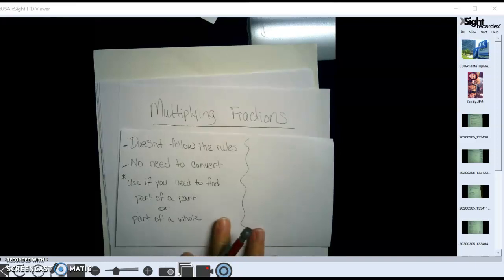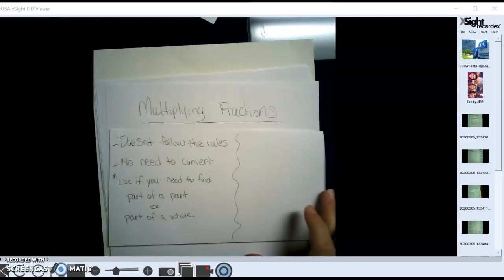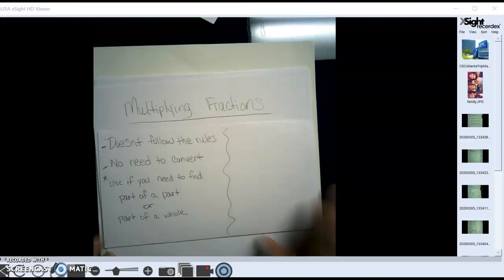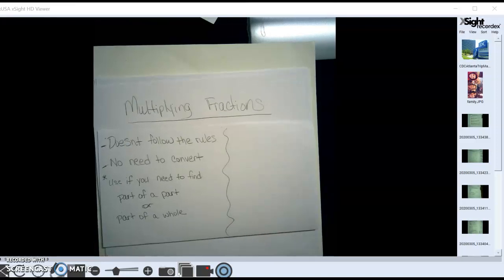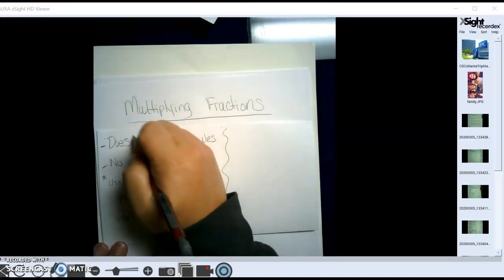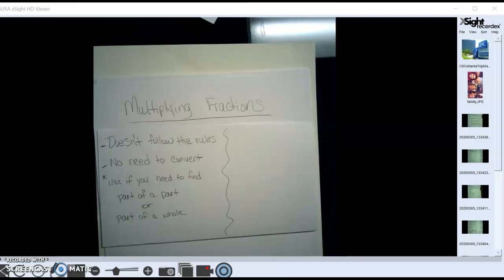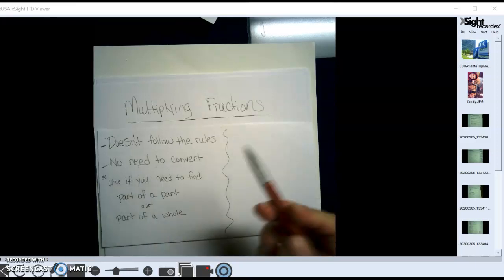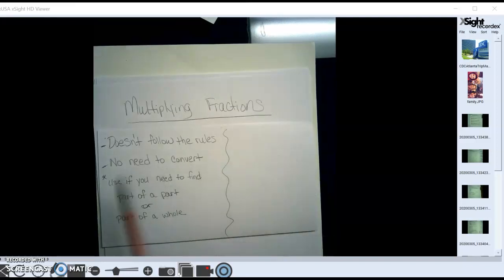Guys, so this is the second concept in fractions that we're going to review. We're reviewing multiplying fractions. And what I want you to remember about that is that it does not follow the rules. You do not need to convert these. All we're doing is multiplying across. So there's no need to convert a multiplication problem into a common denominator.